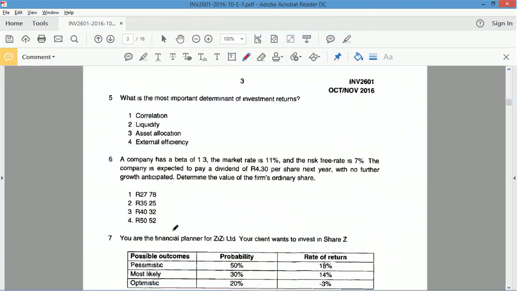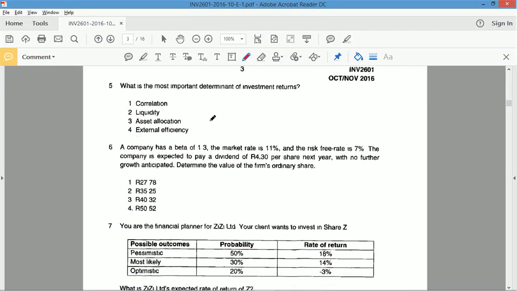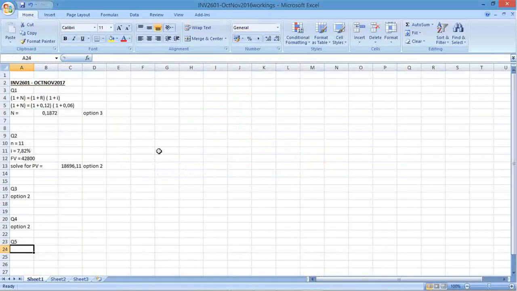Question 5. What is the most important determinant of investment returns? Well, what determines your investment returns is what you choose to invest in. So obviously asset allocation. Correlation, that would be a factor, a measure. Liquidity, a measure. External efficiency, that's looking at efficient markets. Option 3.